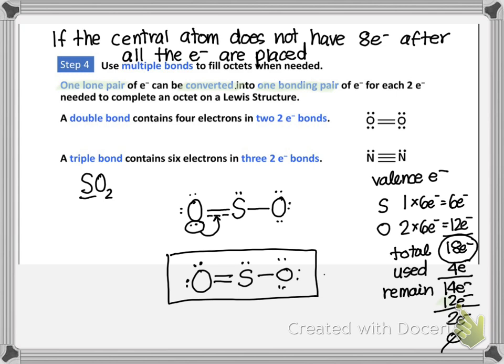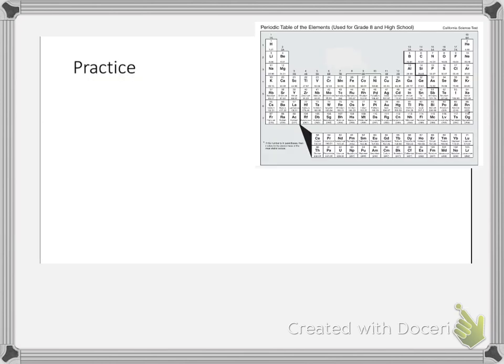And so that is how I figure out that I have a multiple bond. So let's do another one. Okay, let's do HCN. So the first thing, remember, we have to find the central atom.